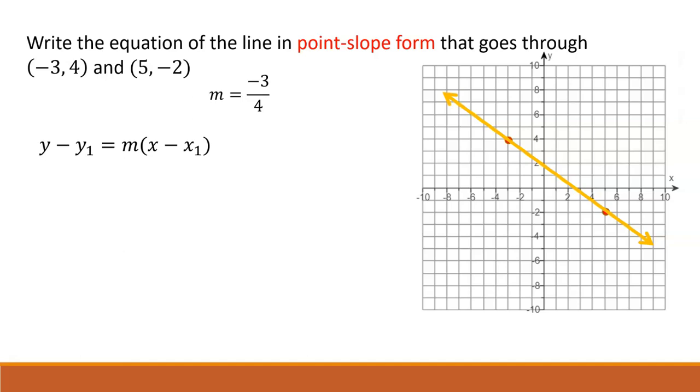And we have 2 points on the line, so we just need to pick one of them. I'll go with the -3, 4, but either point will give you the same equation. We'll substitute -3/4 for the slope, and we'll substitute -3 for the x sub 1 and 4 for the y sub 1, and when we do that, we've got the point-slope form of the equation.